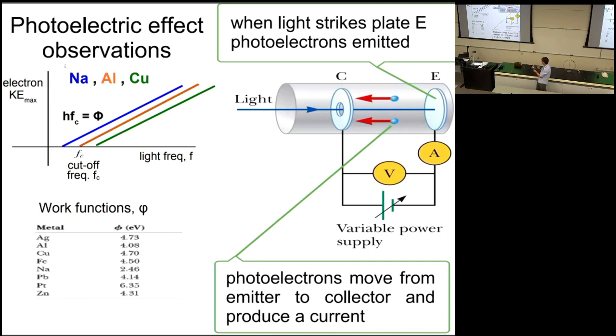It's given this symbol phi. And here's a table of work functions. So if we look at this table here, the work function for sodium is 2.4 electron volts. The work function for copper is 4.7 electron volts. Copper's is about twice the size of sodium's. You see on here, the cutoff frequency for copper is about twice the cutoff frequency for sodium. So this is just an indication of that.